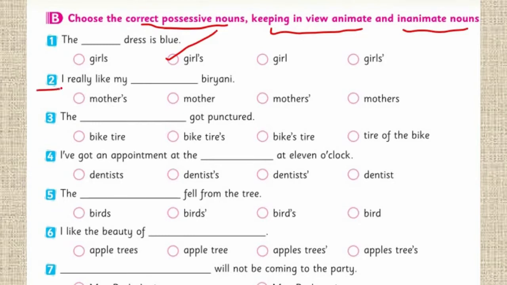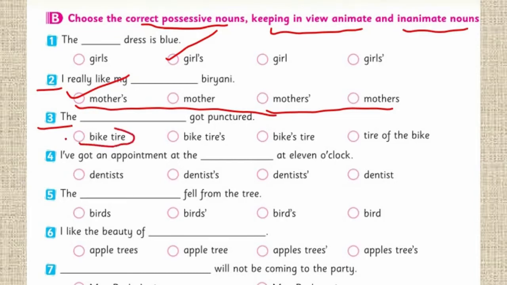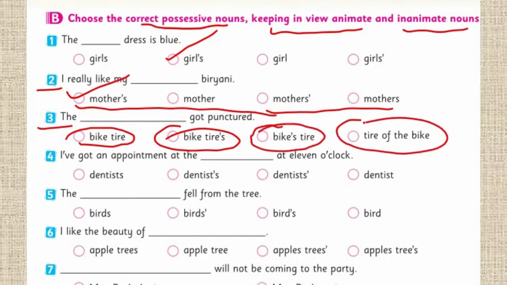Look at the second one. I really like my biryani. Here the mother in the option is animate, the living being. So what we will do? Yes, mother's here. Look at the third one. The dash got punctured. We are talking about bike tires here. So what will be the right option? Here the bike tires are inanimate, not a living being. So what we will choose? Yes, we will choose the one with the preposition of here. Tire of the bikes.